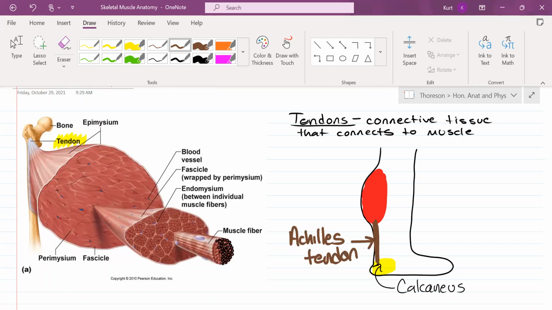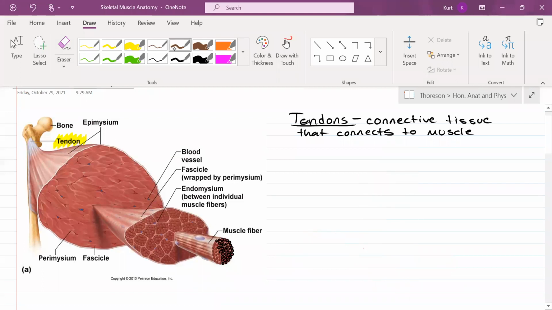Those connect your thigh muscles in the back of your thigh to your tib and your fib down here. Muscle to bone. Muscle to bone. Here's your biceps tendon. Bicep muscle, forearm, ulna and radius, bone. So tendons connect bone to muscle. Okay, let's keep it going.